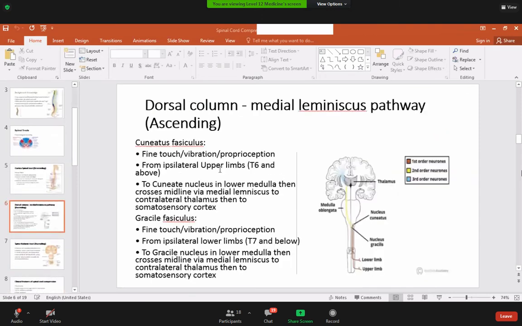Then we have the dorsal column or the ascending column. It contains the sensory pathway. We have two different nuclei for it within the medulla.